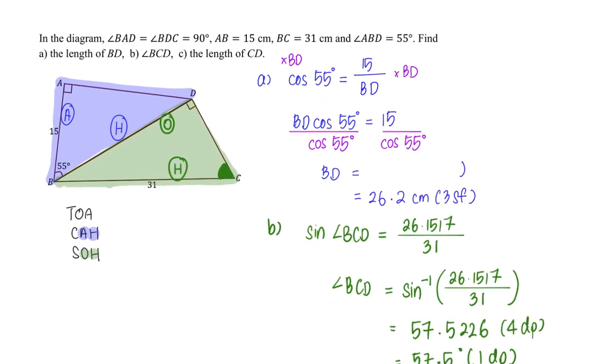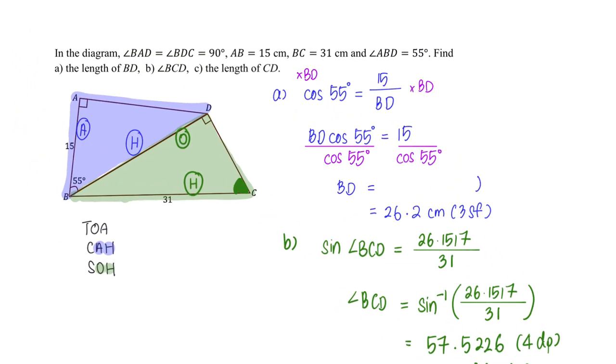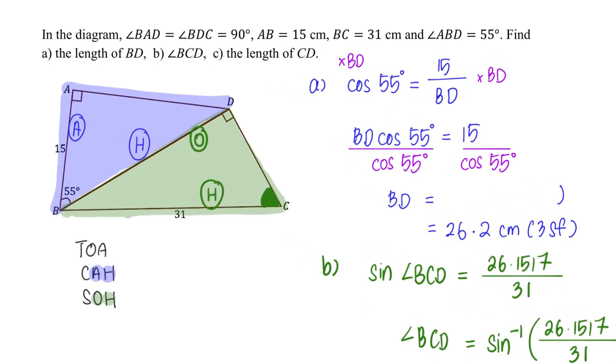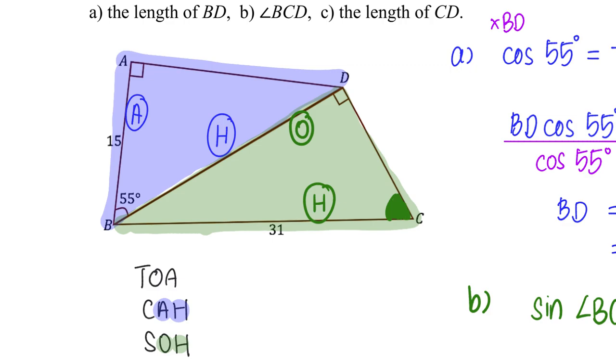Okay, let's move on to the third question, part C. Find the length of CD. So let's zoom back in. To find the length of CD, which I'm going to highlight in purple, you can see that I already have my BD, 26.1517. I also have my 31 here. And this being a right angle triangle, I will be able to simply apply, yes, Pythagoras theorem.